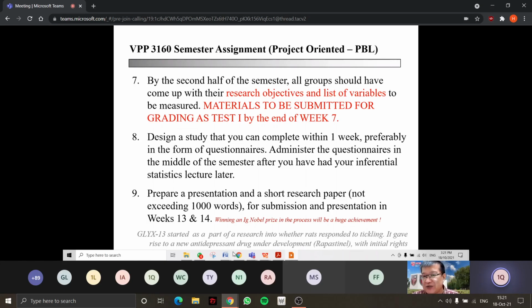So these are the kind of things that I want you to submit by week 7. You have your objectives, and what are the variables used to substantiate or support these objectives? This is supposed to be submitted by week 7. I don't want your entire plan yet, but that will be enough for your test 1.